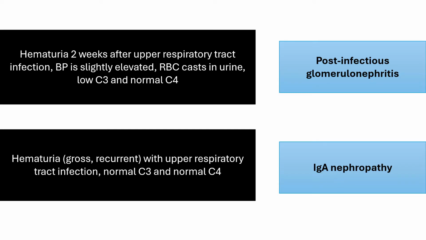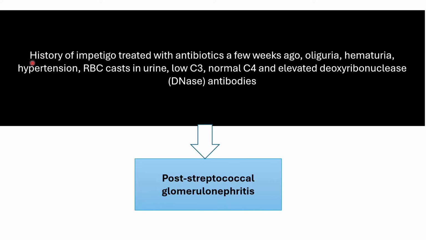C4 is IgA nephropathy. History of impetigo treated with antibiotics a few weeks ago, associated with decreased output or oliguria, hematuria, hypertension, red blood cell cast in urine, low C3, normal C4, and elevated deoxyribonuclease or DNase antibodies. This is a case of post-streptococcal glomerulonephritis.